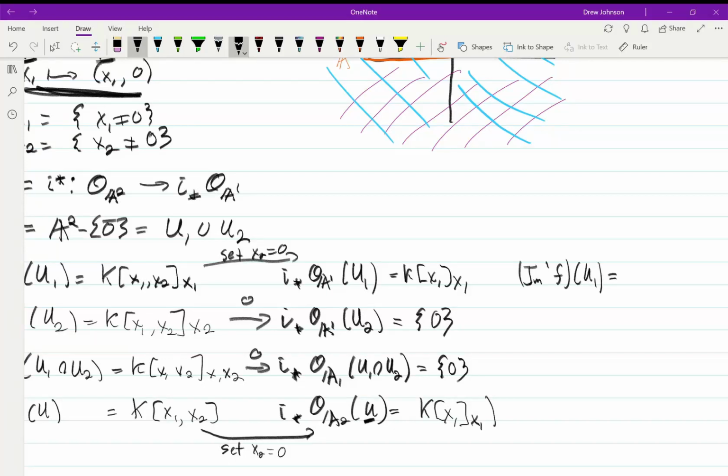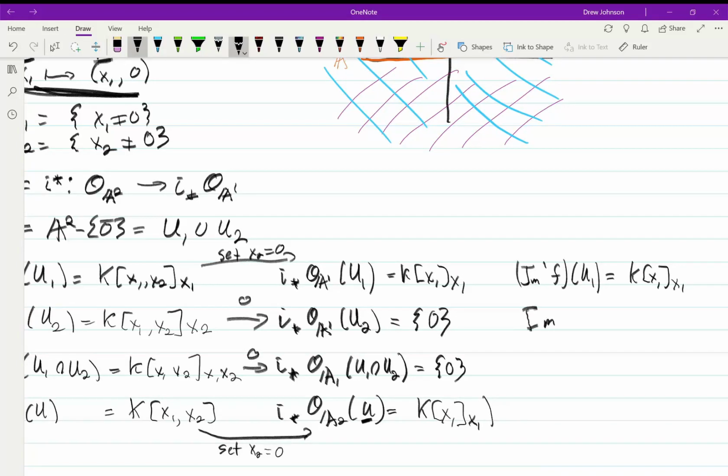Okay, well, can you see what the image here? Well, this is clearly going to be surjective, right? So this will just be all of kx1 localized to x1. How about the image here? Okay, well, it's the 0 map into the 0 module, so nothing interesting happening here. 0. This one will also be 0.